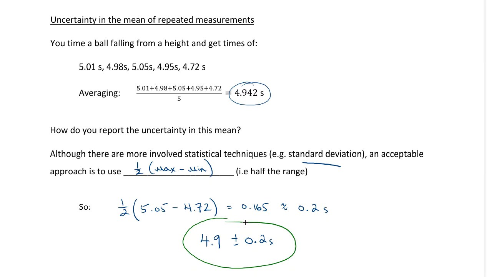So that's an introduction to random and systematic error and uncertainty in a single measurement and in the mean of repeated measurements.